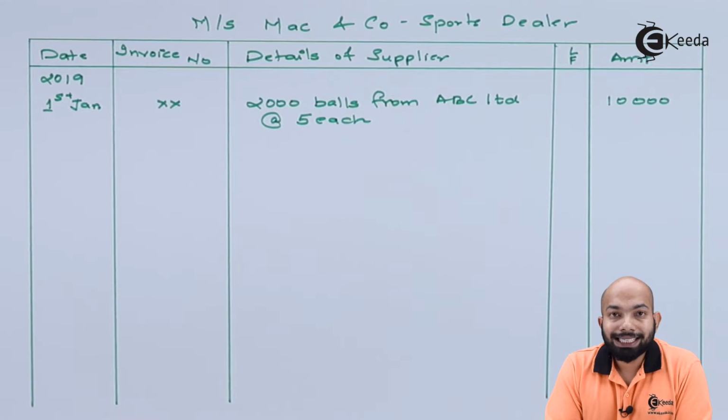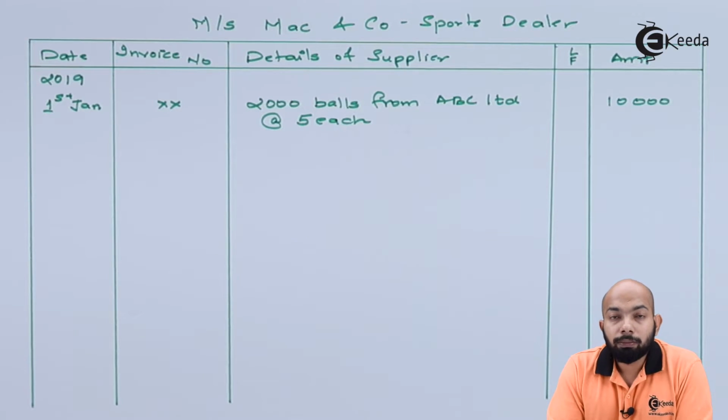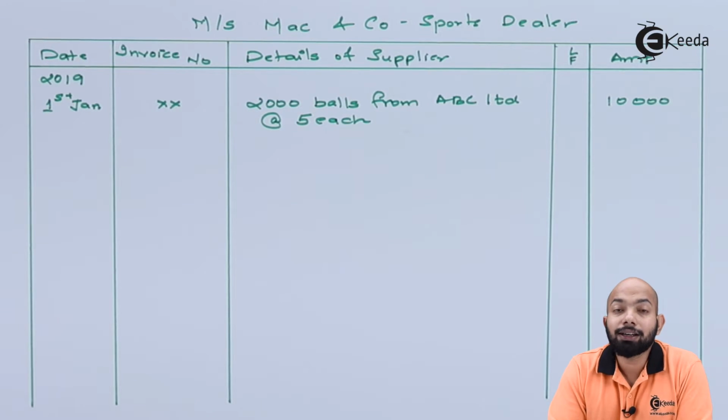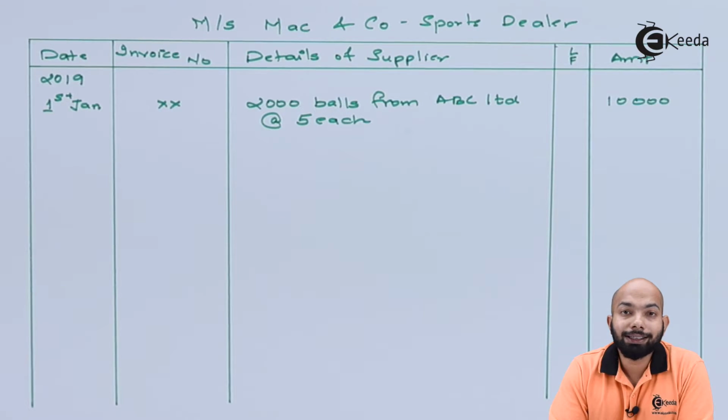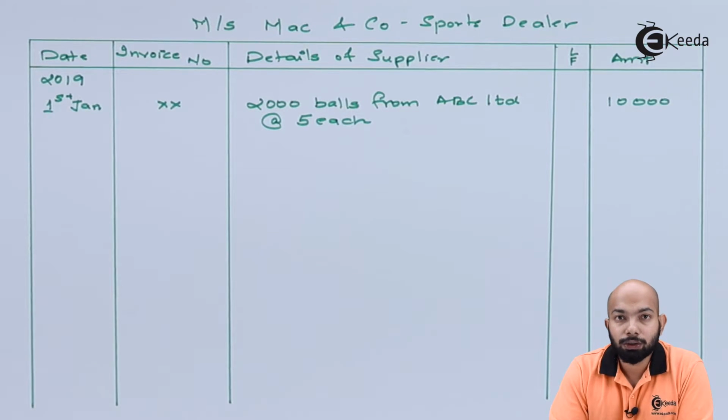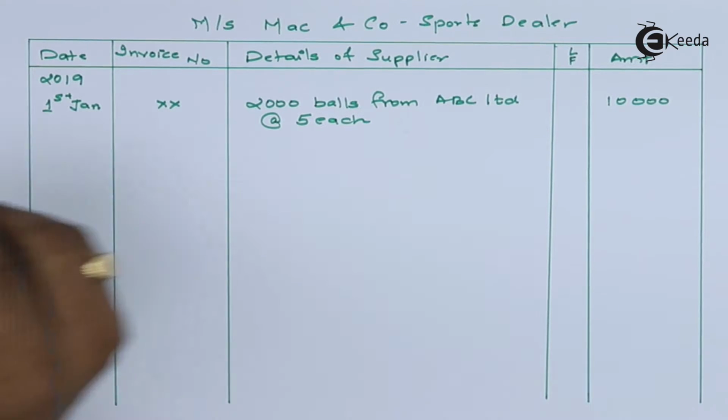So we have purchased 2000 balls from ABC Limited at rupees 5 each. The total of it, amounting to 10,000, has been mentioned in the amount column. Let's figure out the next transaction. As we have already mentioned, we didn't get the dates in the question, hence we'll be mentioning 1st, 2nd, 3rd, 4th Jan. Let's go on to the second transaction, which will refer to 2nd of Jan.